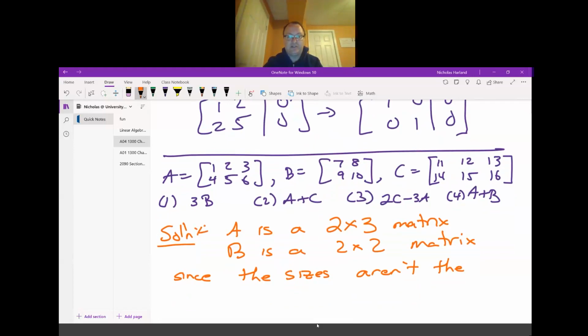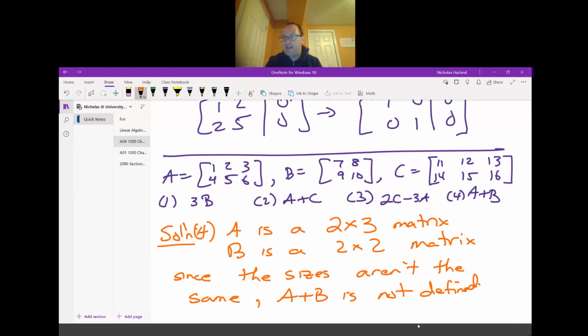Since the sizes are not the same, so I guess I should say we're answering 4 right now. Since the sizes aren't the same, A plus B is not defined. But we're being very specific here as to the reason. We're not just saying they don't match. I can't tell you how many times I've seen students say, you can't do it because that doesn't match. I'm like, why doesn't it? What about it?